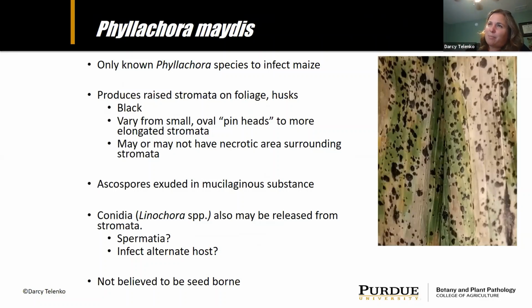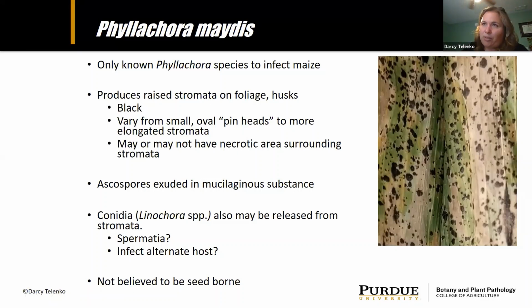It's produced by Phyllachora maydis, the pathogen that causes this disease. It produces these little stroma. There can be small pinhead size, as you can see, some small ones, and they may grow larger depending on how long they've been developing. They release ascospores from the residue. Those ascospores can be ejected up to the canopy, and that's why we can have every plant in a field infected. And there's a lot to be learned about this pathogen.